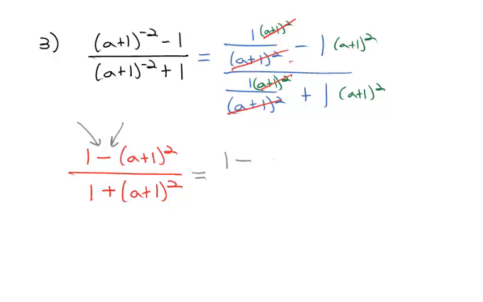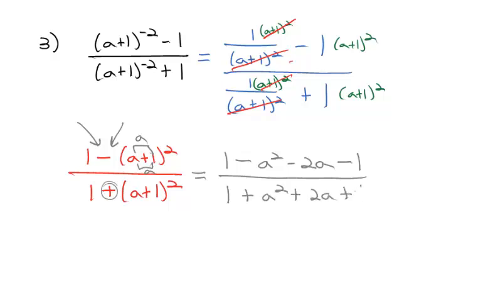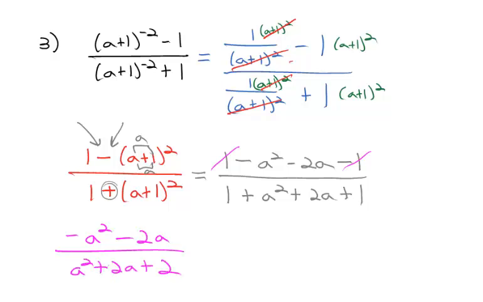So we have 1 minus a squared. 1 times a is a, 1 times a is a, so that's 2a. Don't forget to distribute the negative. And 1 squared is 1. Distribute the negative again. All over 1. This time we're distributing a plus. That's going to keep everything positive. A squared plus 2a plus 1. Combine like terms. The 1 minus 1 is 0, so we have negative a squared minus 2a over a squared plus 2a plus 2.